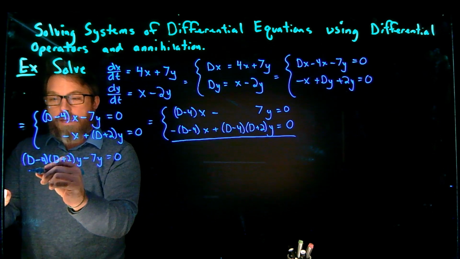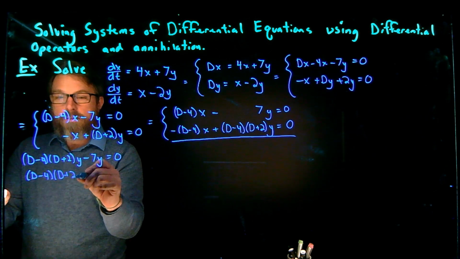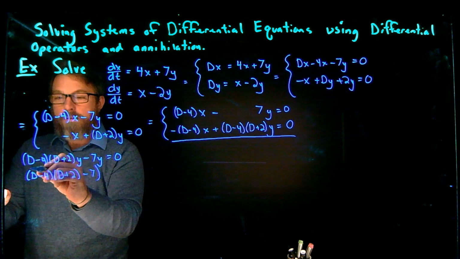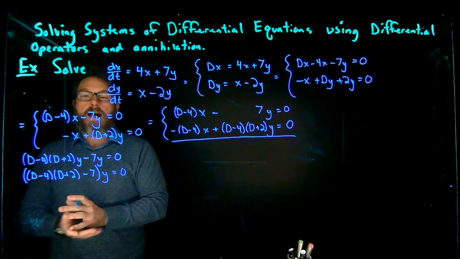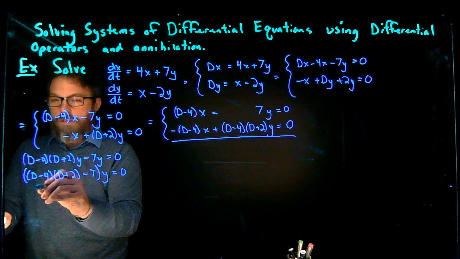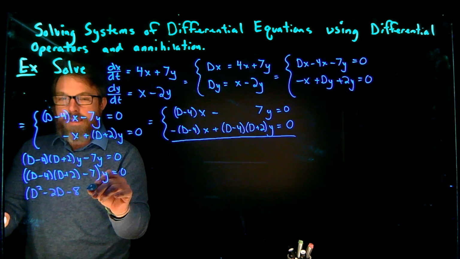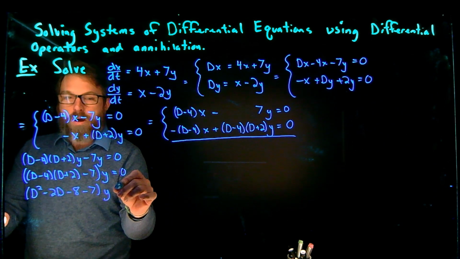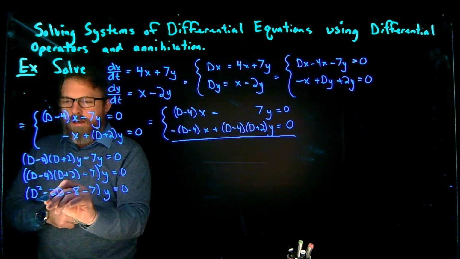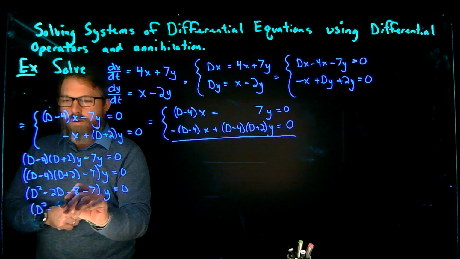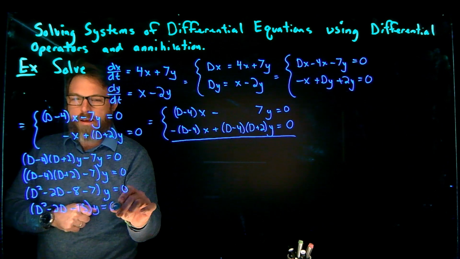So what I can do is pull out the y and then simplify this differential operator acting on this y. So this is going to be d squared minus 2d minus 8 minus 7 on y is equal to 0. Is that right? It sure is. So this is going to be equal to d squared minus 2d minus 15 acting on y.